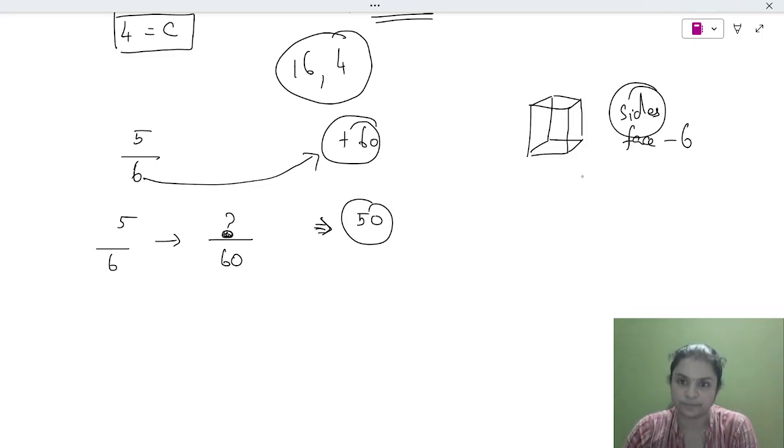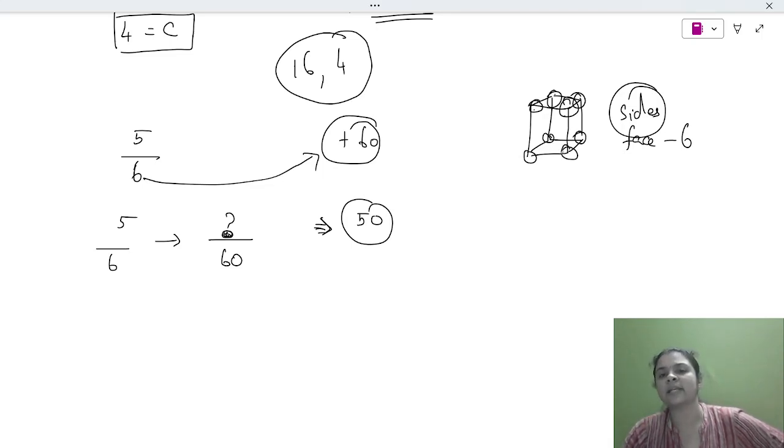What is an edge? 12 edges, ma'am. So what is an edge? An edge is nothing but the joining line. The joint of any two corners or any two lines or any two sides becomes an edge. So how many edges do we get? 1, 2, 3, 4. Same way 5, 6, 7, 8. Is it totally only 8?